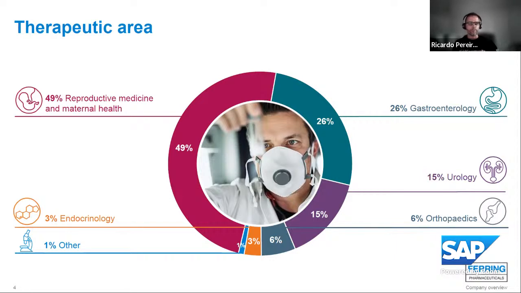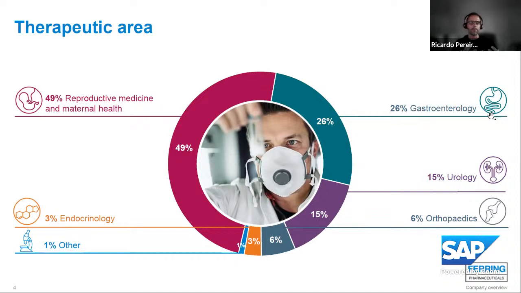And this is our unique profile. We are the world leader in this area, developing drugs and improving the therapy with the reproductive obstetricians. So maternal health is definitely big in our agenda. The other 2 areas are gastroenterology and urology.